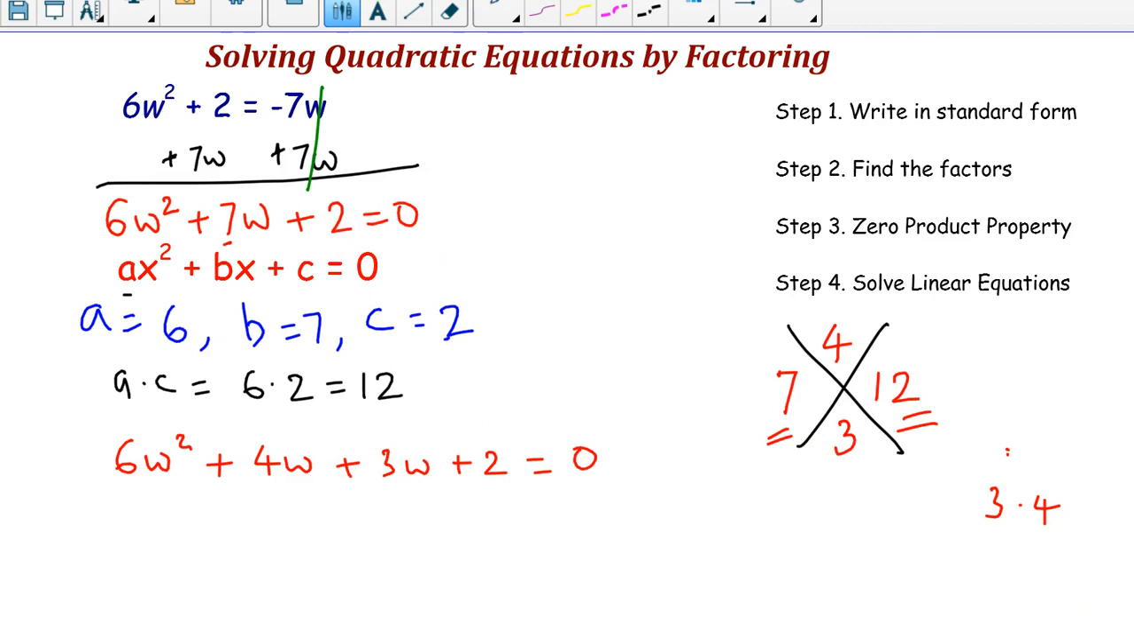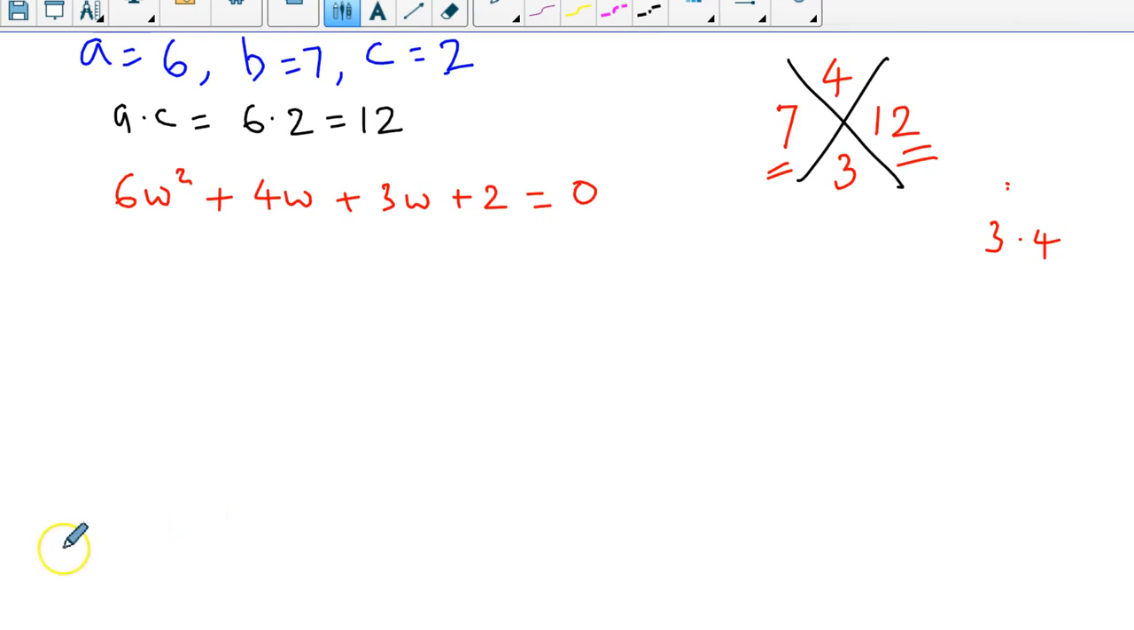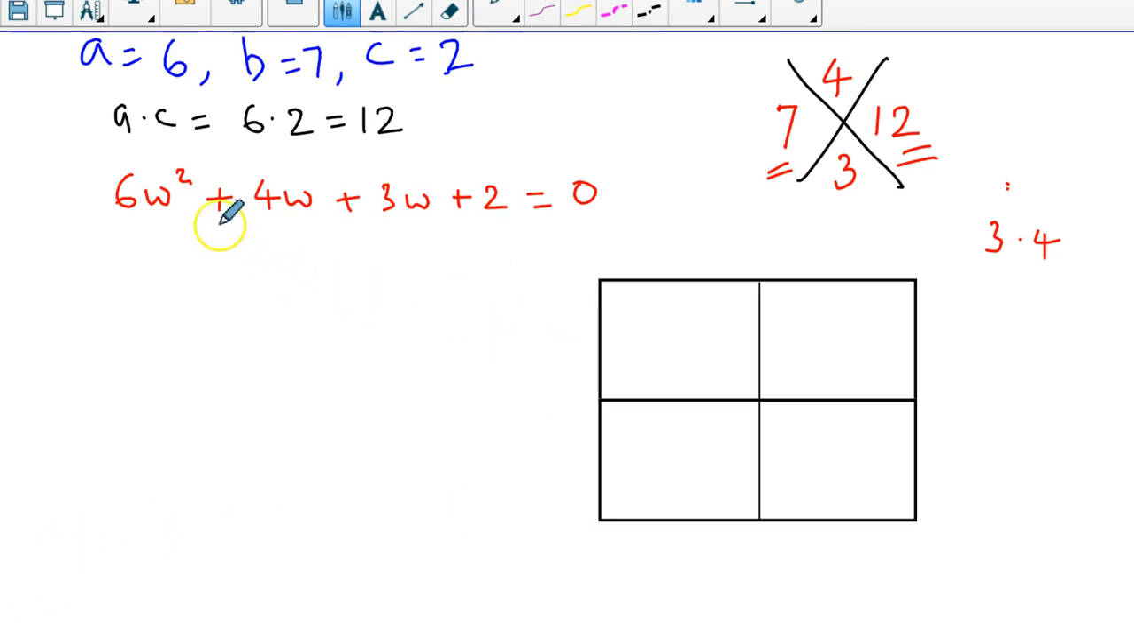Now, like we always do, if you can draw a square. So in this rectangular box, we will enter our 4 terms. 6w square. Okay. So I have entered the 6w square plus 4w and 3w plus 2 in these 4 boxes. Now look for the common factors both horizontally and vertically. That will go in the rows and then columns also, and we will look for those common factors.